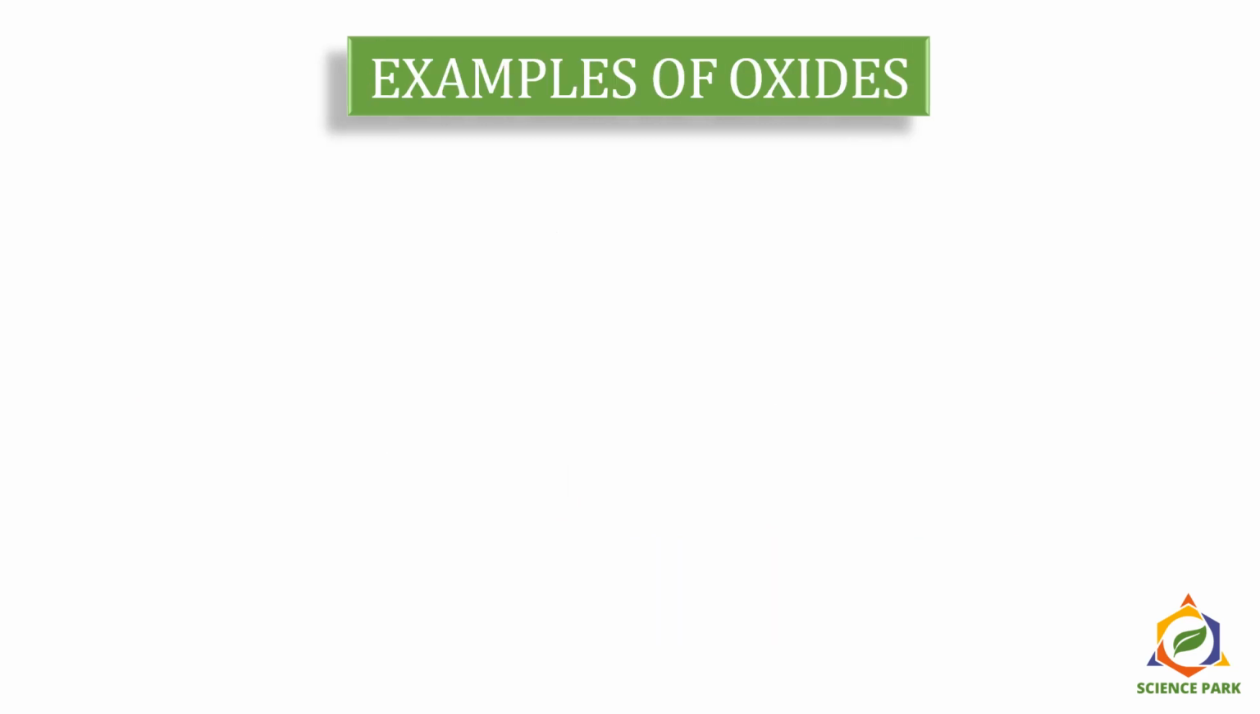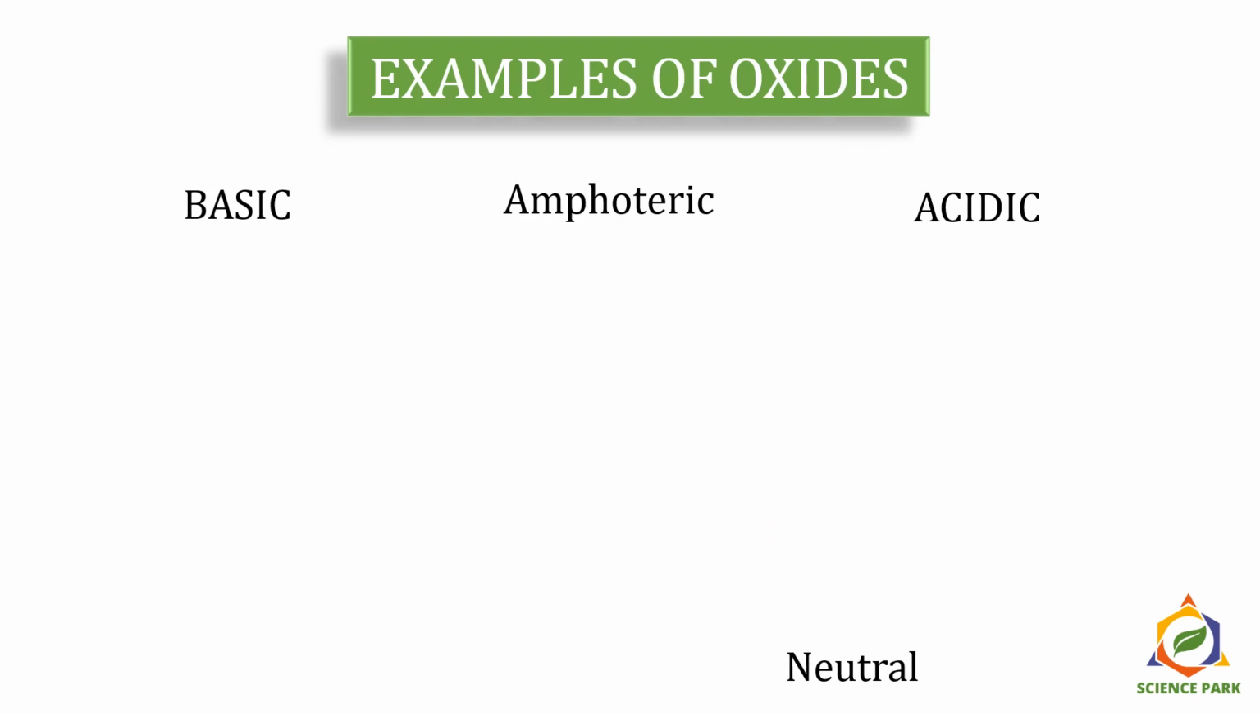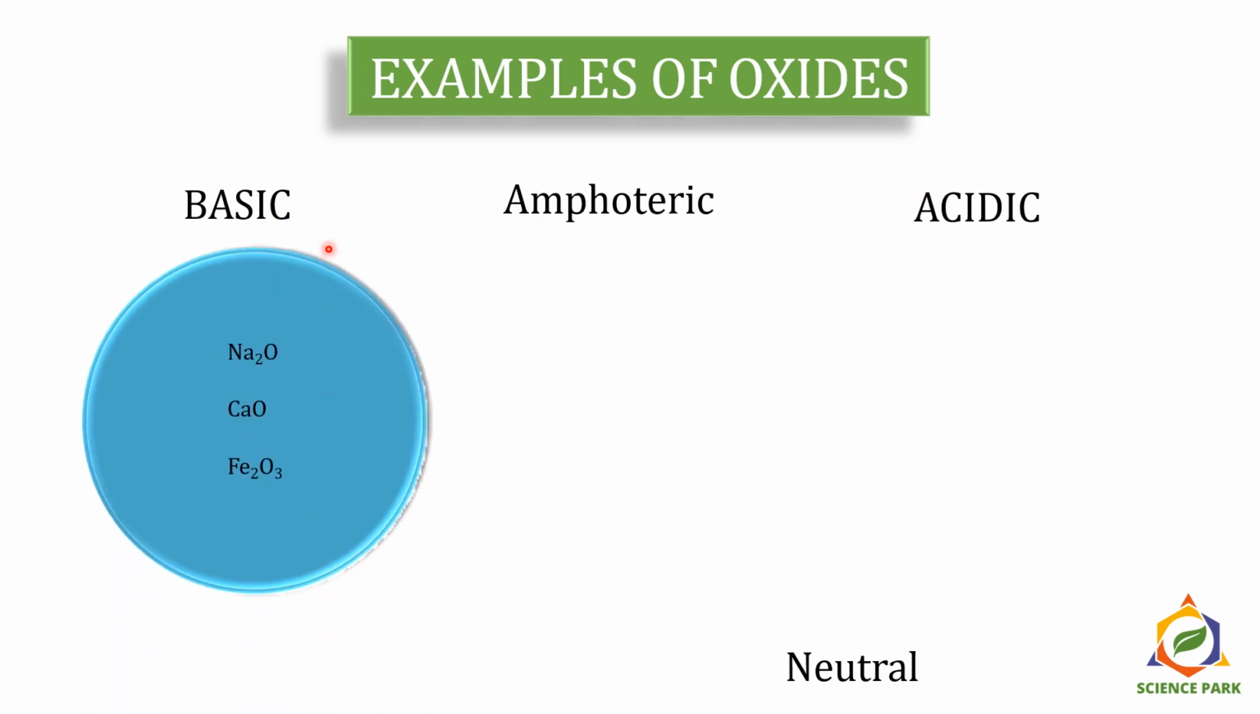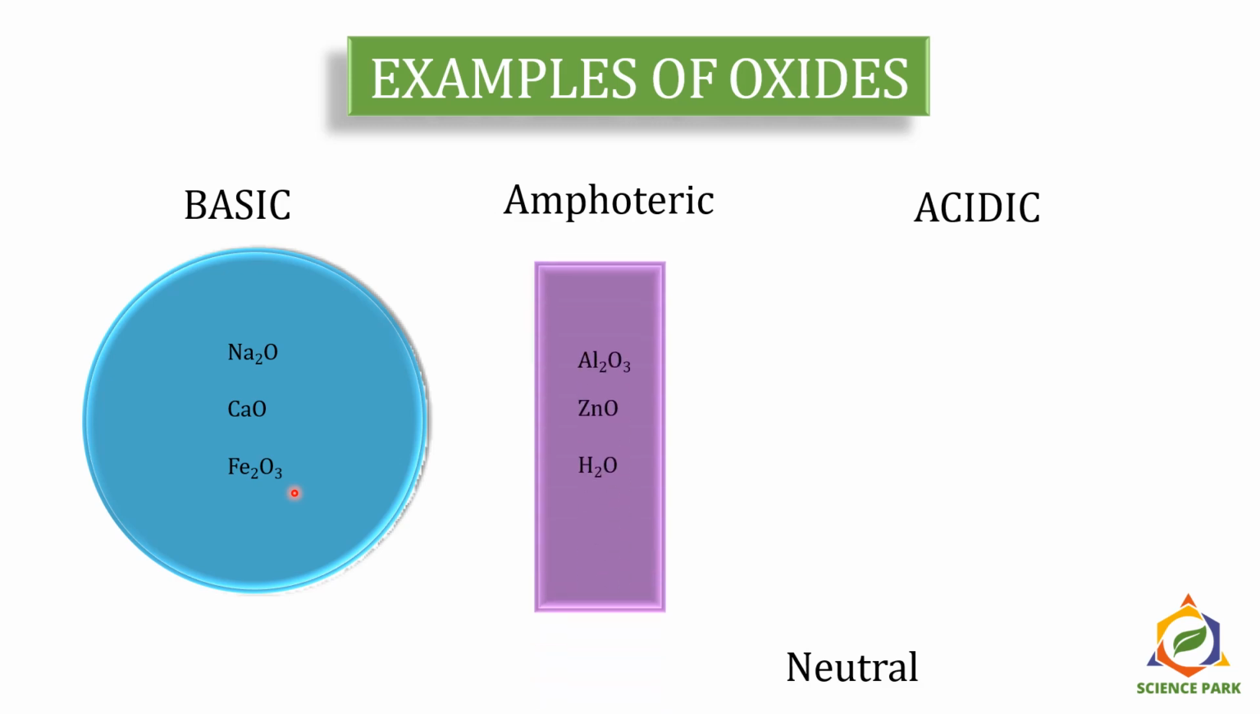Let's see some examples of oxides. There are 4 types of oxides: basic oxides, acidic oxides, neutral oxides, and amphoteric oxides. Amphoteric oxides are those which sometimes behave like a basic oxide and sometimes like an acidic oxide. Let's see some examples of basic oxides. Sodium oxide, calcium oxide, ferric oxide, all are basic oxides. So if I prepare a solution of ferric oxide and put litmus paper into that, it will show me pH higher than 7. So it will turn my red litmus blue.